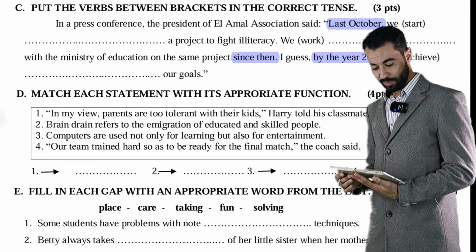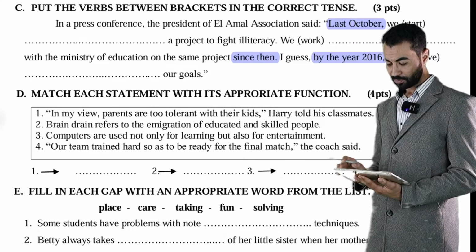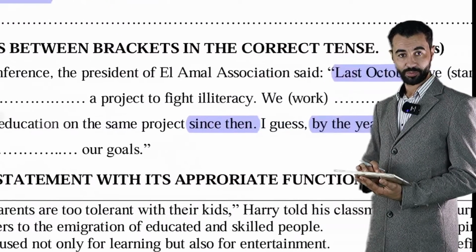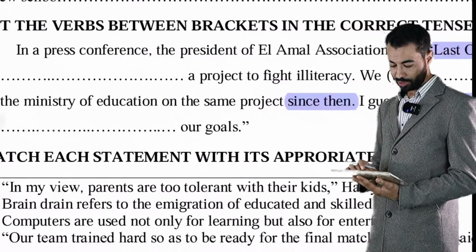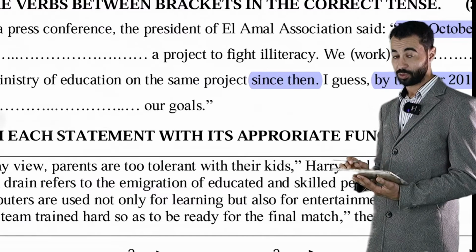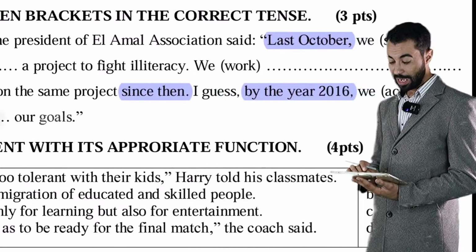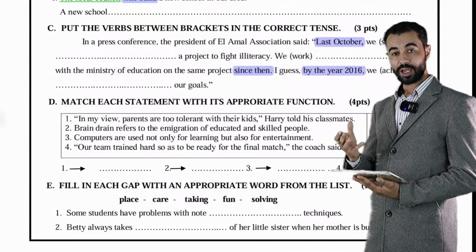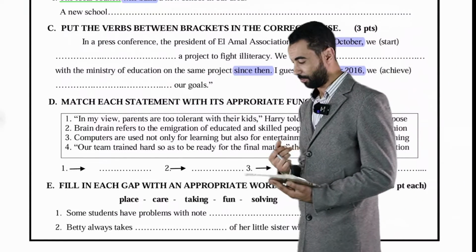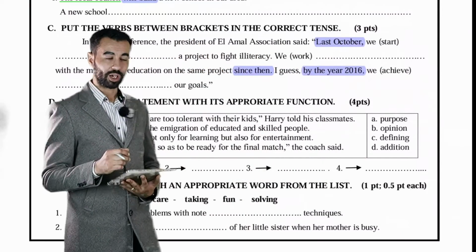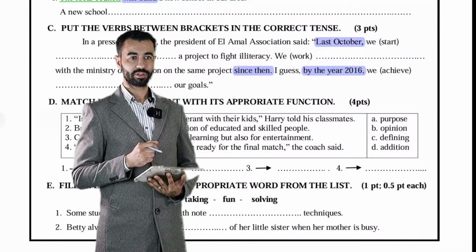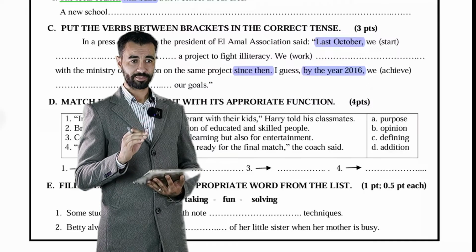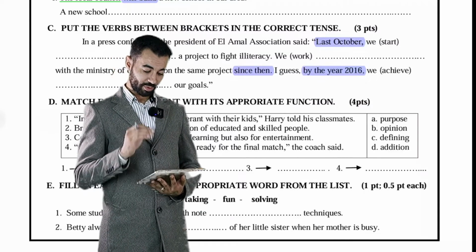All right. So in a press conference, the president of Al Amal Association said last October, we start a project to fight illiteracy. We work with the Ministry of Education on the same projects since then. Since when? Since last October. I guess by the year 2016, we achieve our goals. Now, I highlighted the time or tense indicators for you. It's your job now to try to answer and try to find the appropriate answers. Okay, let's begin with the first one. So last October refers to a time in the past. Yes, you're right. So the answer is we started.